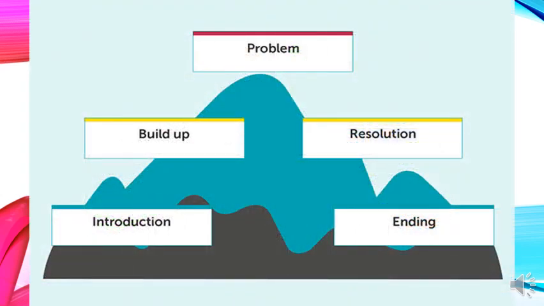Now, have a look at this story mountain. It explains how to write a good story. So, always in the beginning, there is an introduction where the story is taking place. You have to write about the setting and about the characters. Then the story is building up. In the middle, there is always a problem. And then you are going towards solving the problem. And in the end, the problem is always solved. So, the story ends here.